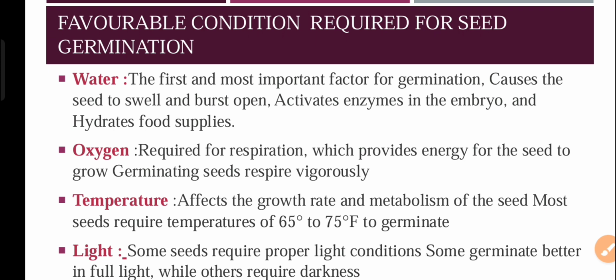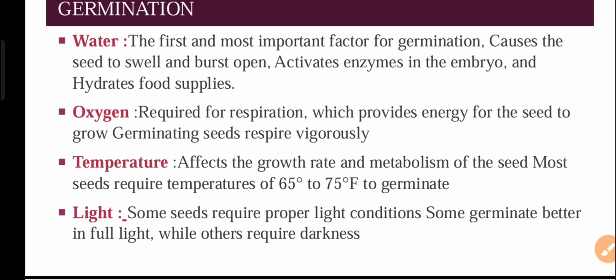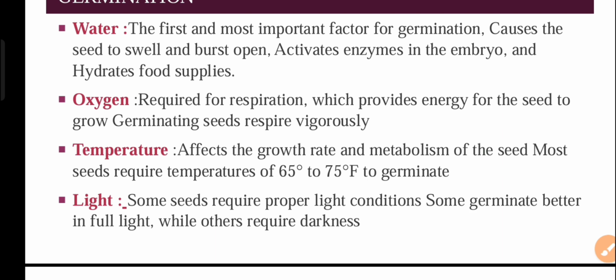What are the favorable conditions required for seed germination? What does a seed need to germinate? The first one is water. It is the first and most important factor of germination. It causes the seed to swell and burst open, and activates enzymes in the embryo and hydrates the food supply. So that's why water is very necessary for seed germination.